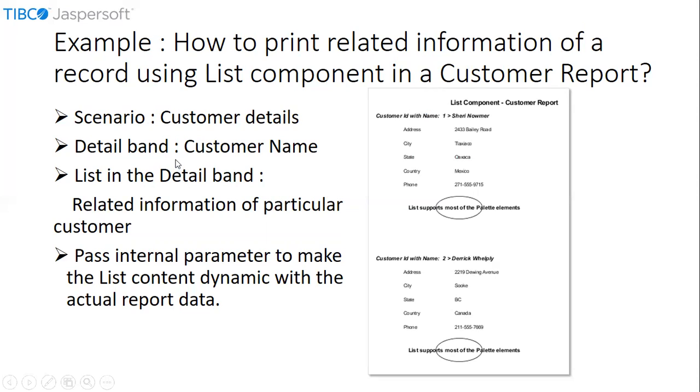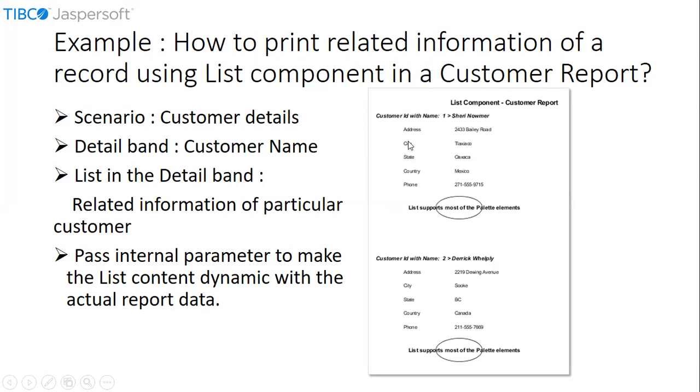So we are going to display the customer name on the detail band and the related information such as address, city, state, country, phone number. This information we are going to display under the name of the customer using the list component. And to make the data of this list component dynamic with the main data set, we are going to pass an internal parameter to the list.